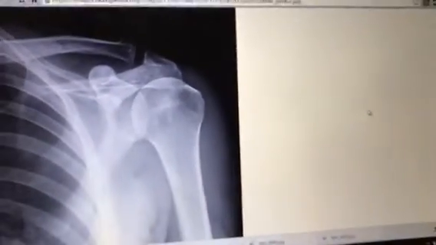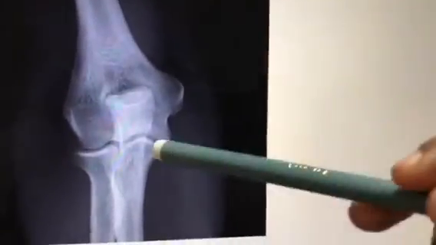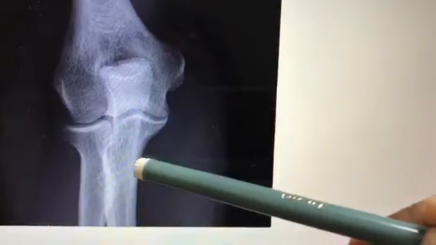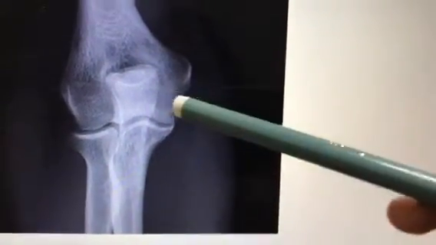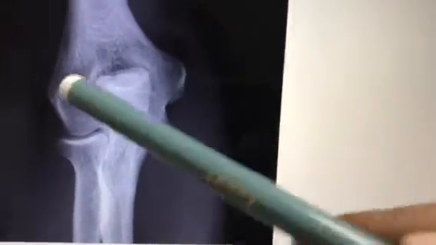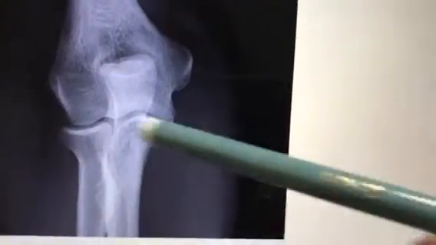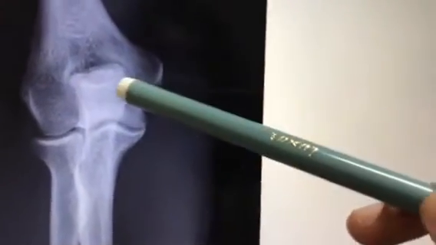And then the next x-ray is the x-ray of the elbow joint, AP view. You just see the epicondyles. So how to answer? Plain x-ray, AP view, and shows the elbow joint. You could see the medial epicondyle, lateral epicondyle, and you could see the bones first. Radius and ulna. Radius, you have the head of the radius, and this is the neck of the radius. This is the radial tuberosity, and here you can see the lower end of the humerus.